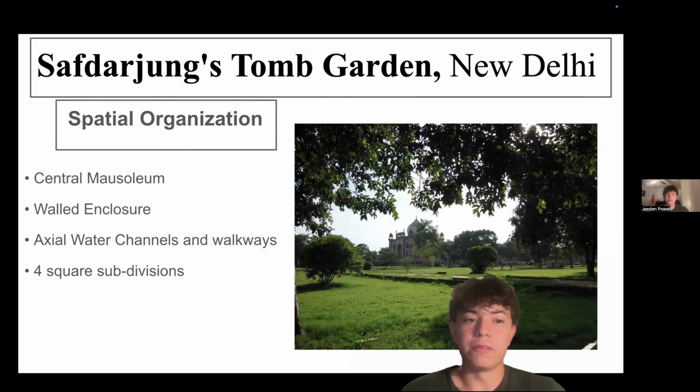Spatial organization, we have our central mausoleum, which is like the key point in this garden. And then we have walled enclosures on all sides, and then also axial water channels and geometric walkways. And then it is also subdivided into four squares that each hold vegetation in each of the subdivisions.